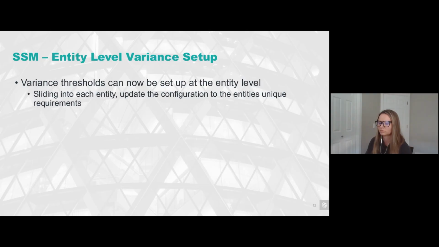So you can set that up so that as part of the receiver conversion process, we can disregard any immaterial variances like dollar differences, rounding errors, etc. That can be disregarded. So we're now expanding that functionality to be at the entity level.